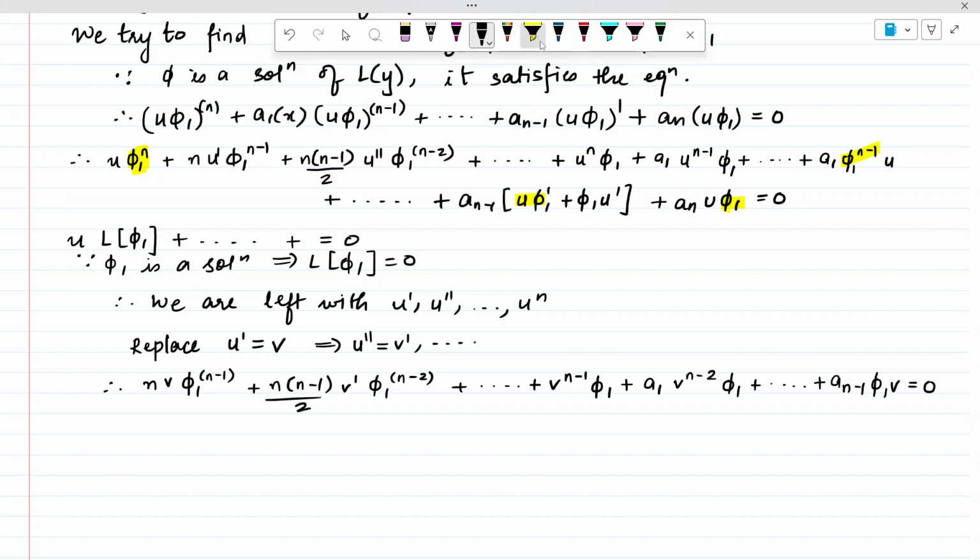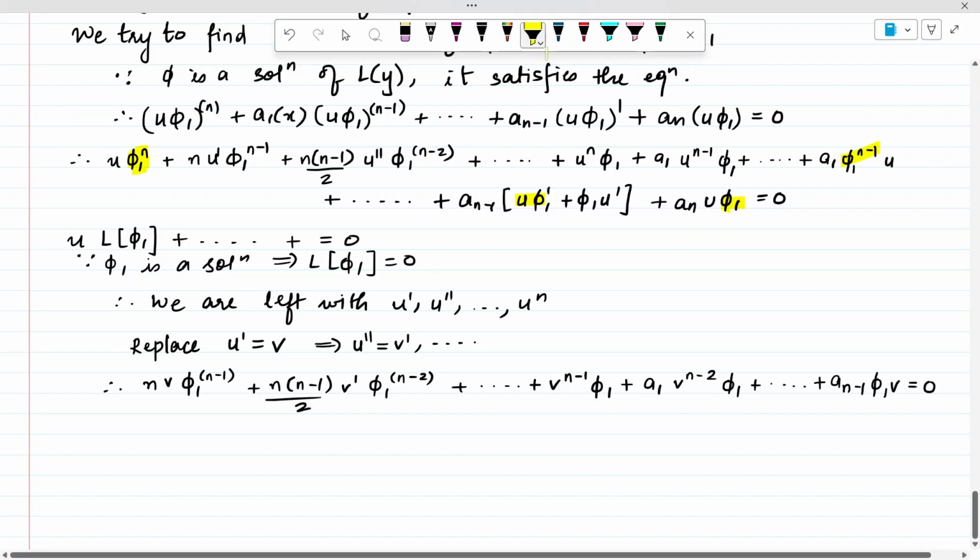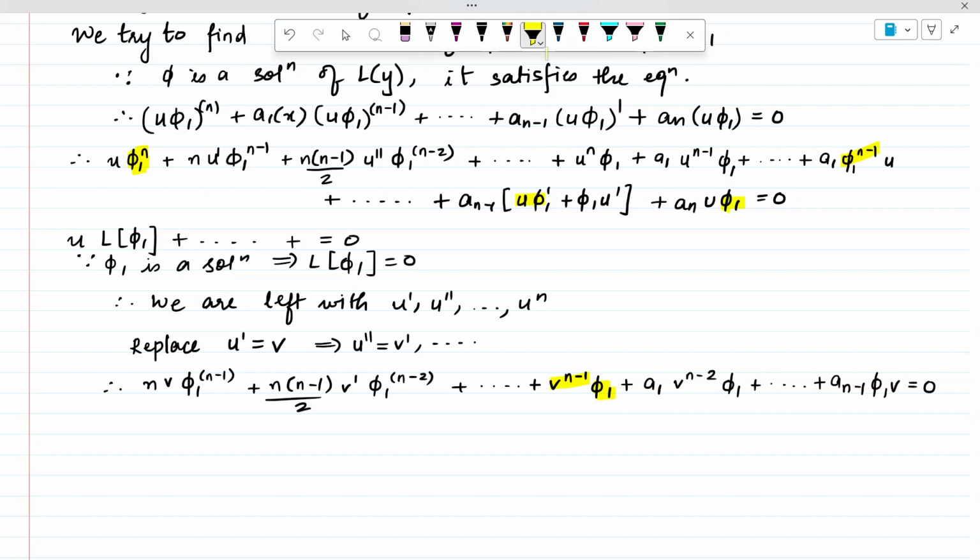Also, let's observe that the coefficient of v raised to n minus 1 is phi 1. The coefficient of v raised to n minus 1 is phi 1. And here, phi 1 will be non-zero because we are interested in the non-trivial solutions. Phi 1 was one of these solutions, right? Okay. So here, the coefficient of v raised to n minus 1 is phi 1, where phi 1 is not equal to 0.